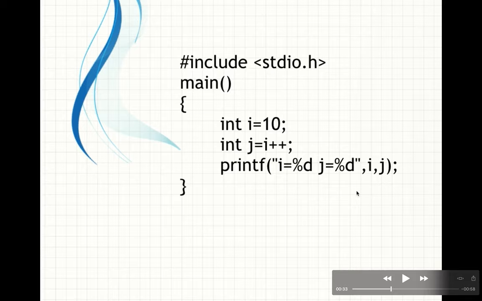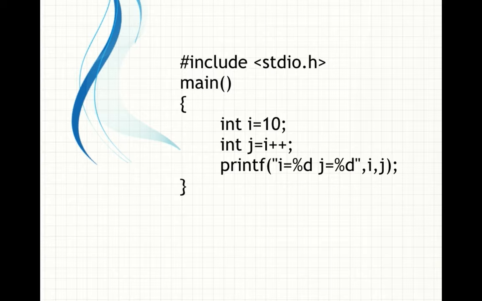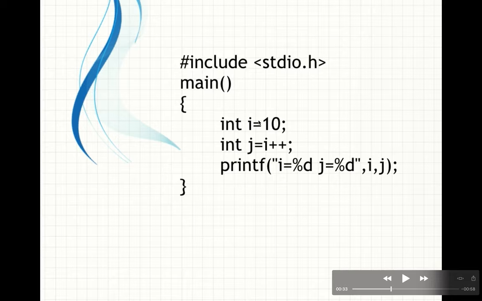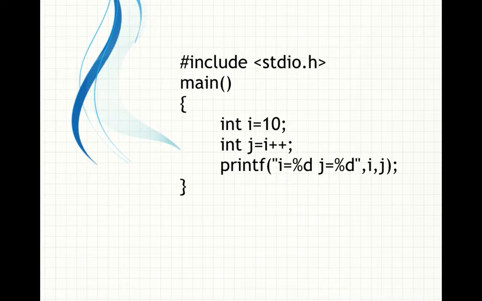Just take 2 minutes. What do you expect to be printed here? The value of i will be initially 10. Please remember, initially 10. But what has happened here? Now the value of i is 10, which is being assigned to j. Now j is 10. After that, the value of i will be incremented by 1. So i becomes 11, right?